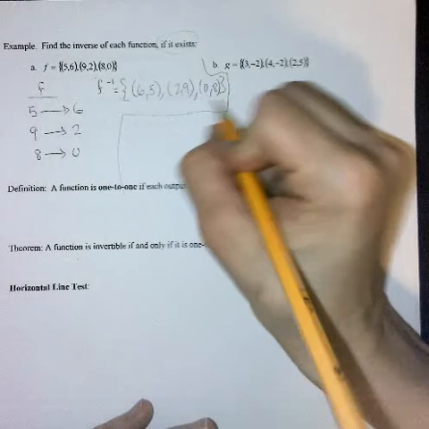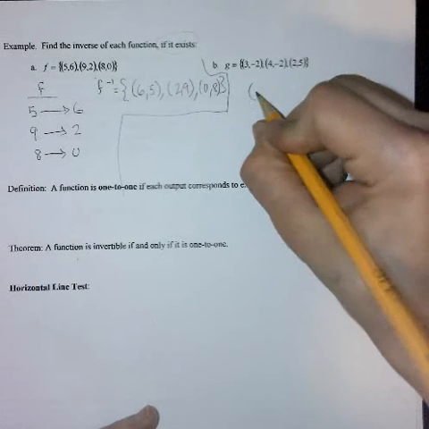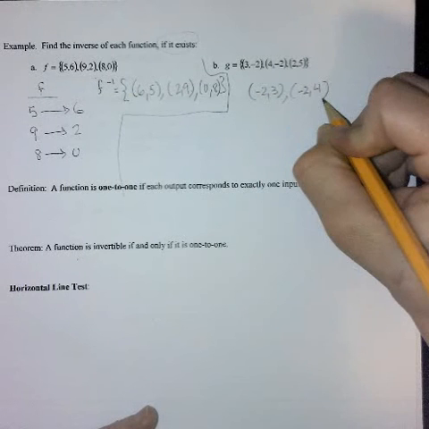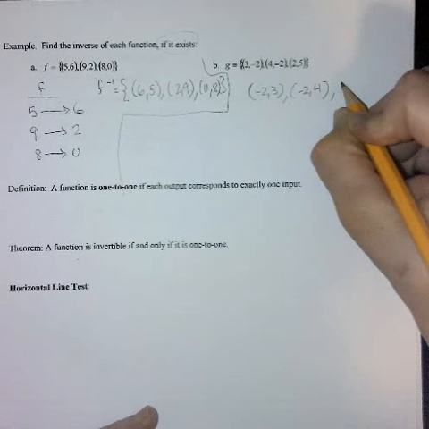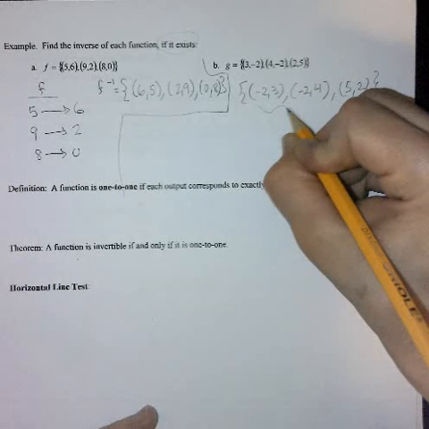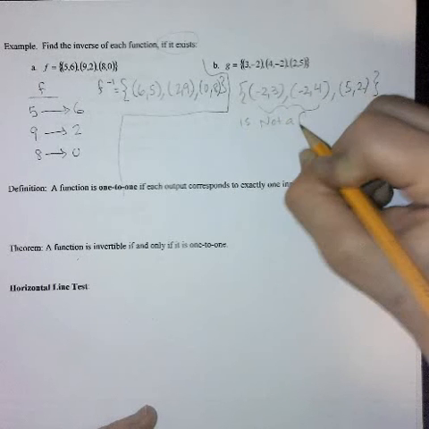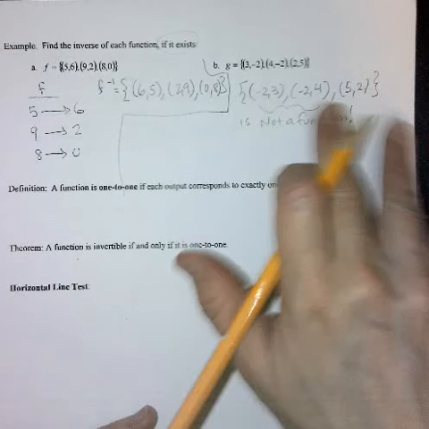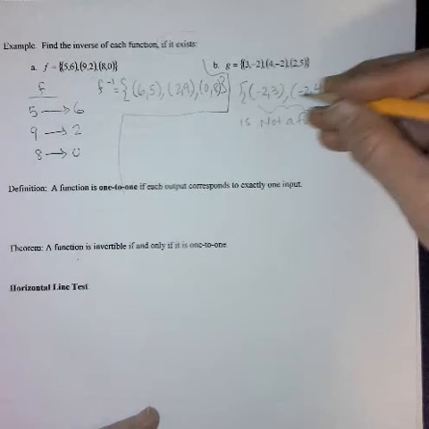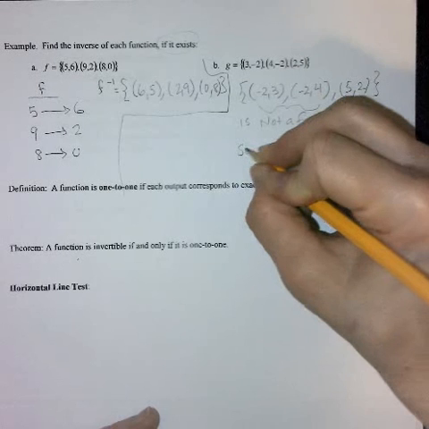So notice with g, if we invert these, -2, 3, -2, 4, 5, 2, this is not a function. And so I don't even want to call this g inverse, because I can't use function notation if I don't have a function. This is just a relation, and we won't use function notation. What we can say is g inverse does not exist.